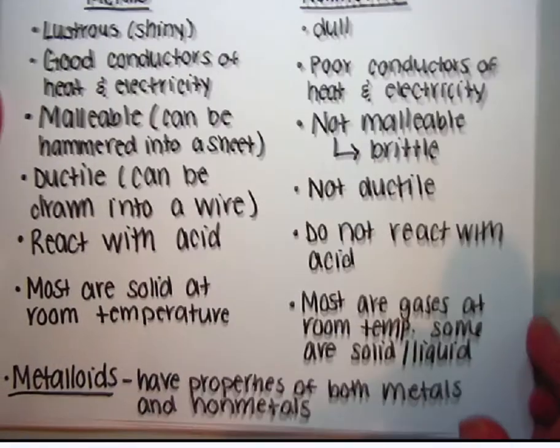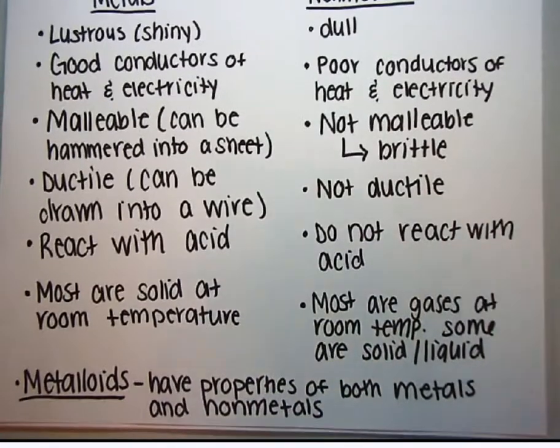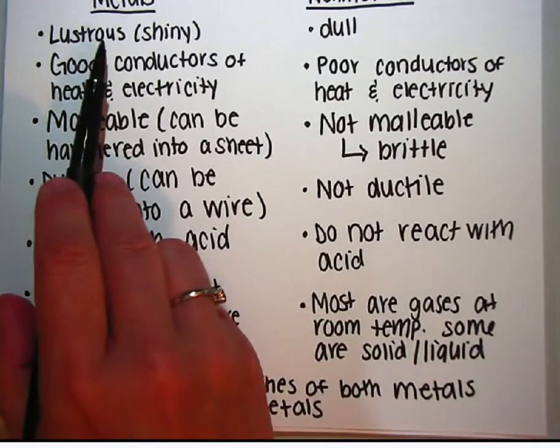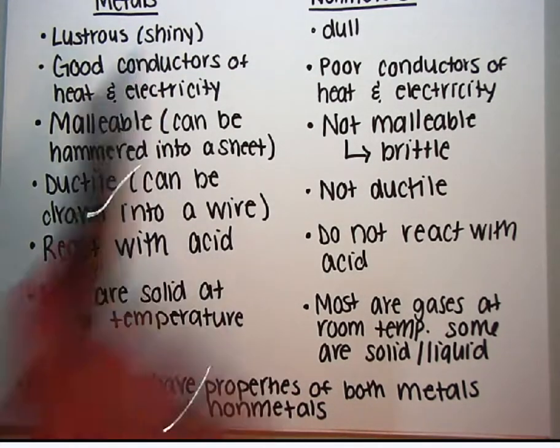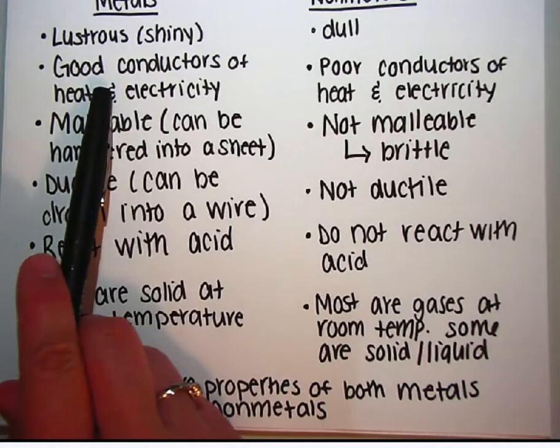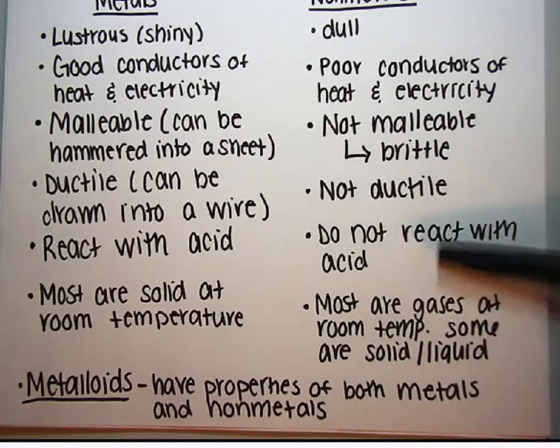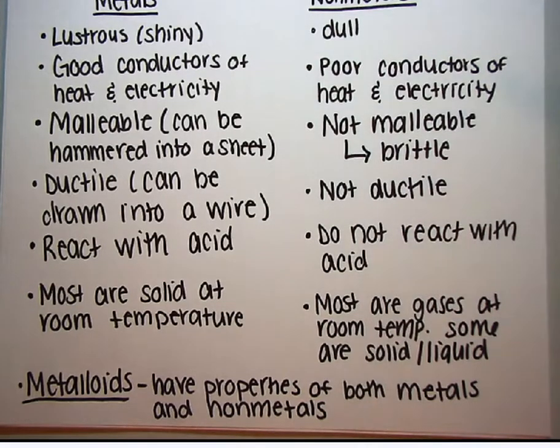So let's say you had an unknown that was lustrous but brittle. That might be a metalloid because it has properties of both. Maybe it is lustrous and it's a good conductor of electricity, but it's brittle and does not react with acid. So if you are doing observations and you're performing some of these tests on an unknown, and it has some properties of metals and some properties of nonmetals, it is probably a metalloid.